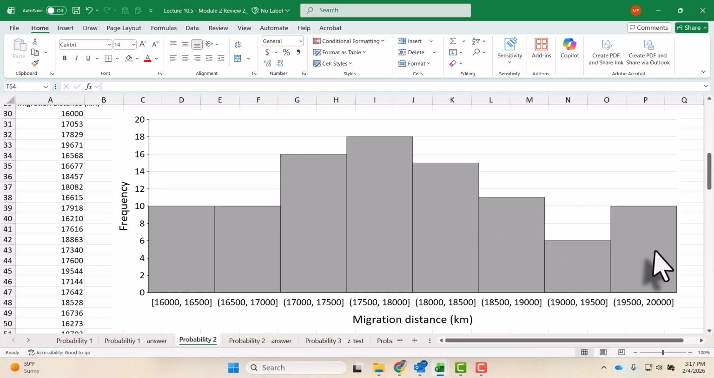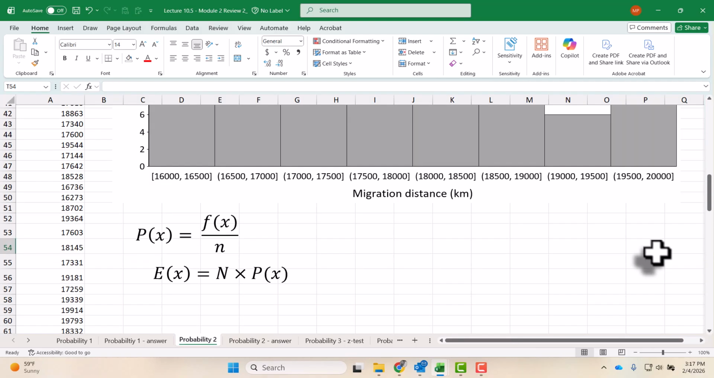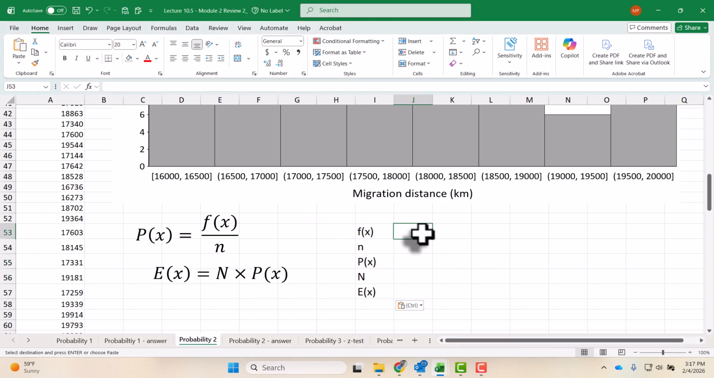In order to solve this problem, we've got two formulas. We have P of x equals f of x over n, and then we have E of x equals N times P of x. Now, in order to solve this, we need to identify what each of the following are. F of x, n, which will then allow us to calculate P of x, and then we need big N, which is our population size, which will then allow us to calculate E of x.